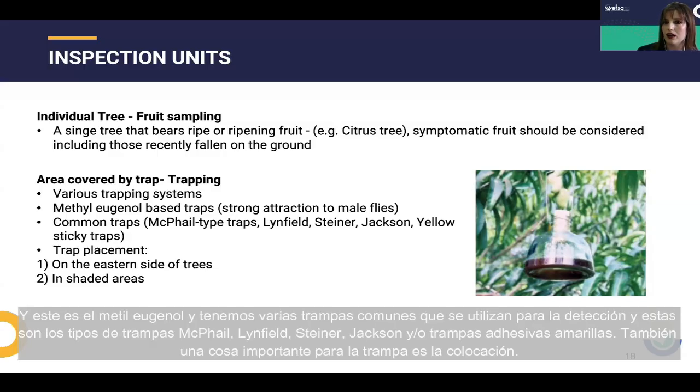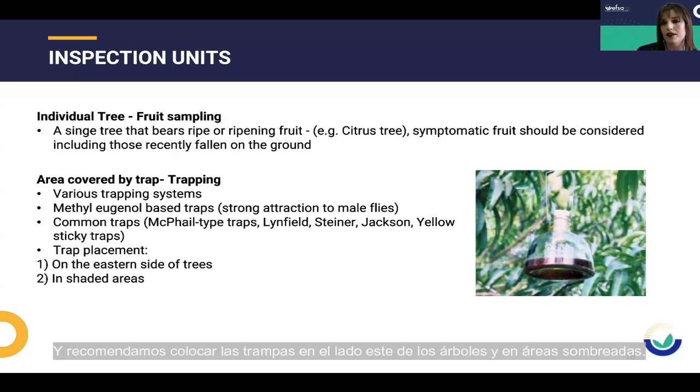And we have several common traps that are used for the detection, and these are McPhail traps, Lynfield, Steiner, Jackson, and/or yellow sticky traps. Also, one important thing for the trap is the placement, and we recommend placing the traps on the eastern side of the trees and in shaded areas.